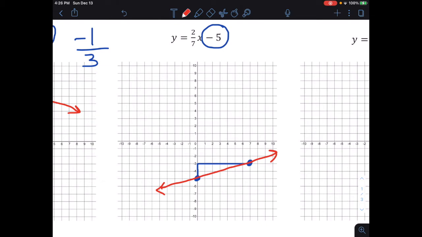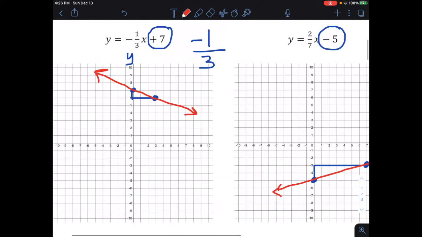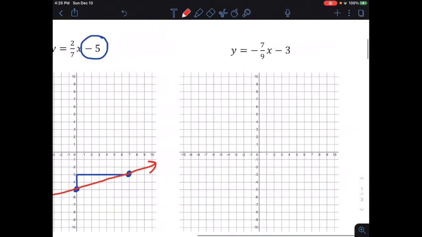And one thing you can do to check these is look at your slope. And if your slope is positive, your line should be going up from left to right. And if your slope is negative like the first one, it should be going down. That's an easy way to check your work. All right, here we go.